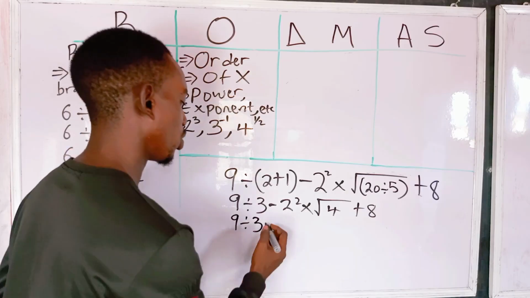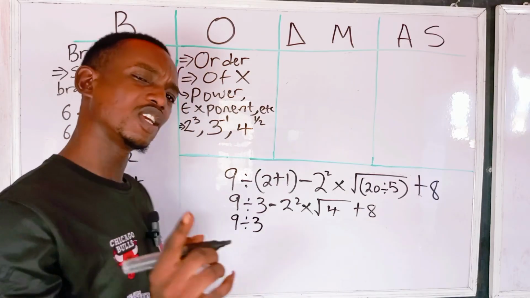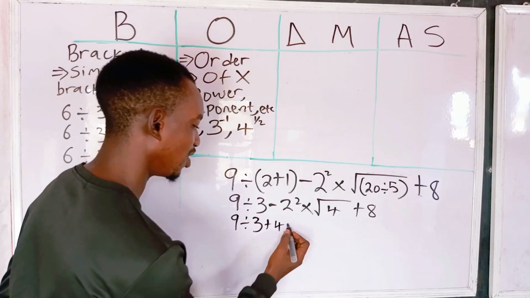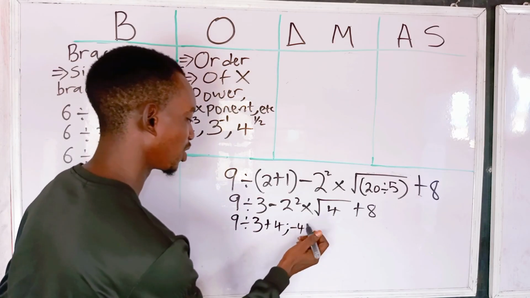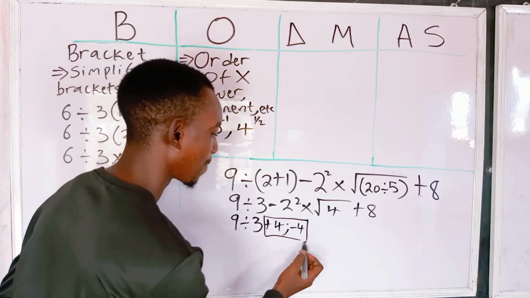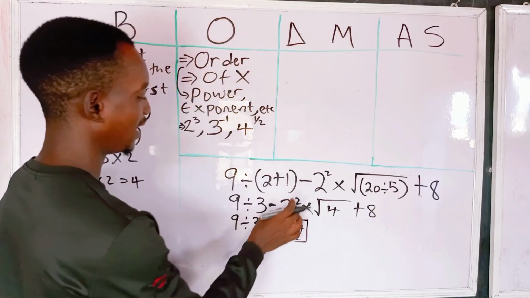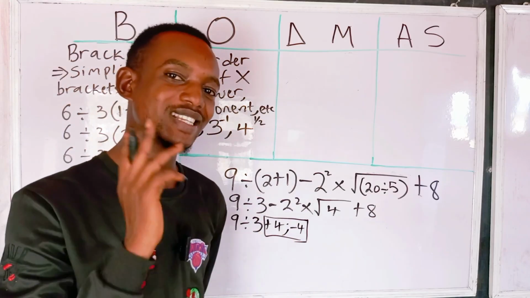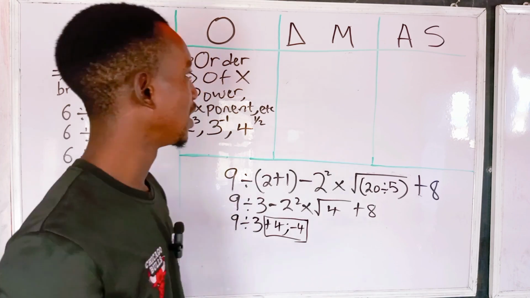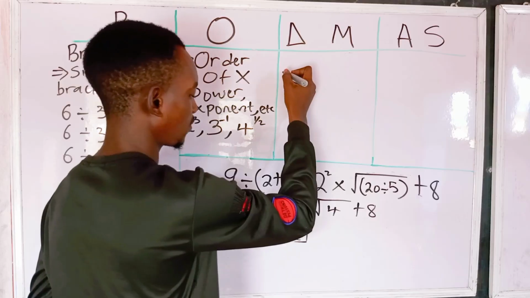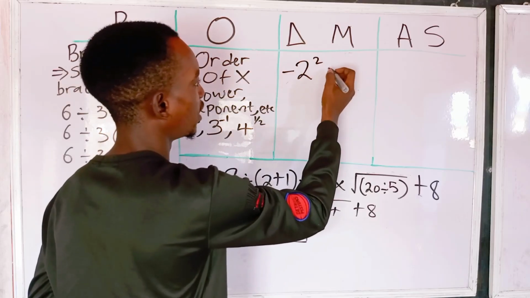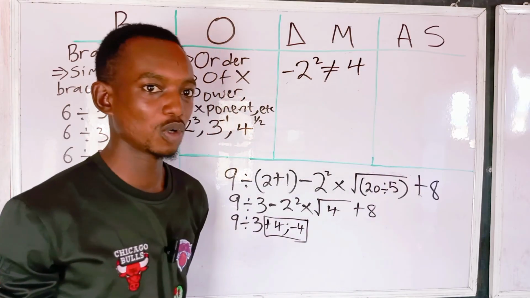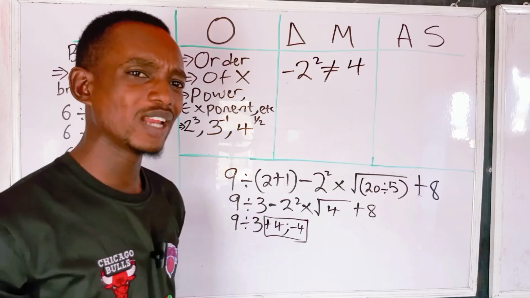Then we're going to have here, what do you think is going to be our answer here? Will it be plus 4 or will it be negative 4? Now, some people will say the answer here is 4, but it is very, very wrong. This is another error. Why? Negative 2 squared does not equal 4. It does not equal 4. Very, very wrong.